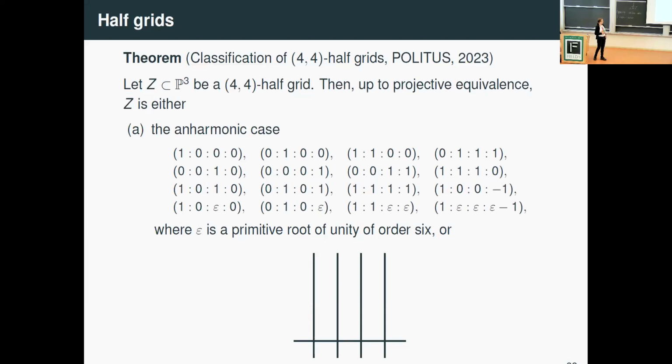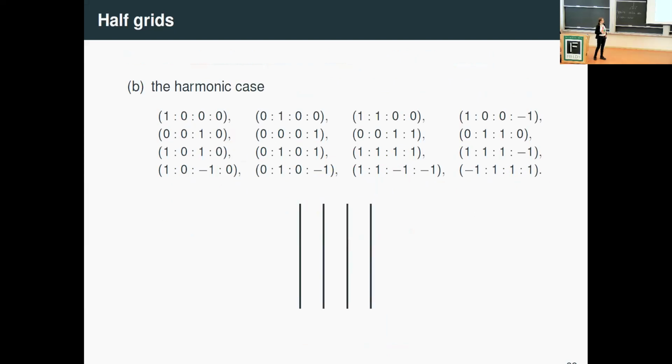So one possibility is that the 4 points lie on 4, let's say, horizontal vertical lines, and also the last 4 points lie on a horizontal line. And the second possibility is called the harmonic case. The points have coordinates as on the slide, and the coordinates are just the vertical ones. So the points in the columns are collinear, and there are no collinearities in the rows.